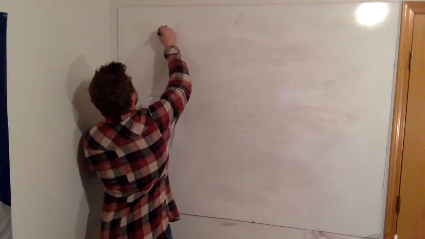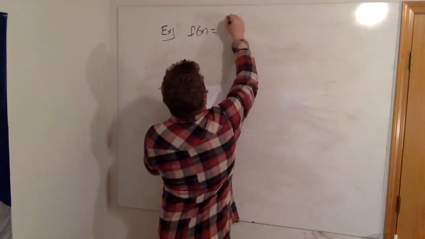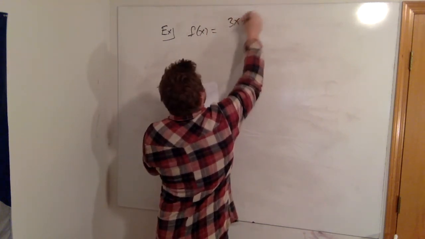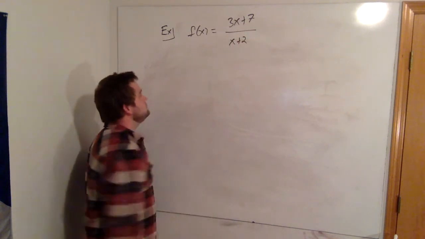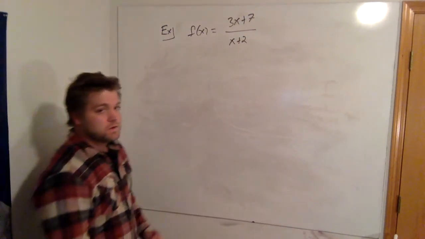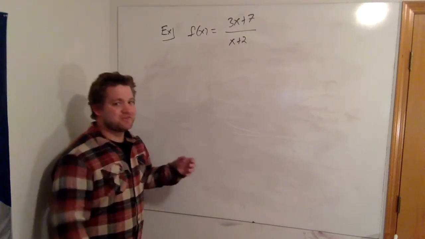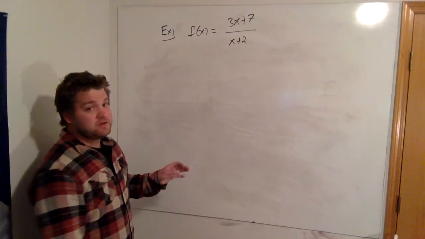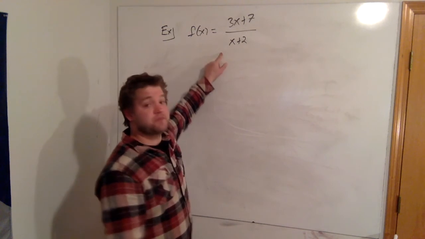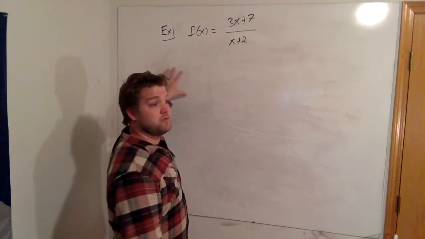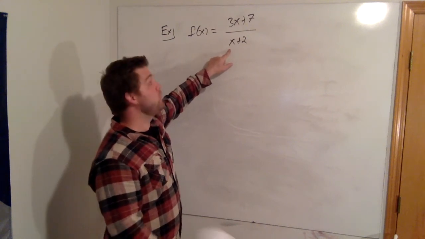So, as an example, let's say we have that f of x is equal to, how about 3x plus 7 all over x plus 2. Now, this is not going to be the general way you're going to graph these. But it turns out for this example, I could write this as a transformation of one of the two functions we saw in the previous ones. I could actually write this as a transformation of 1 over x.